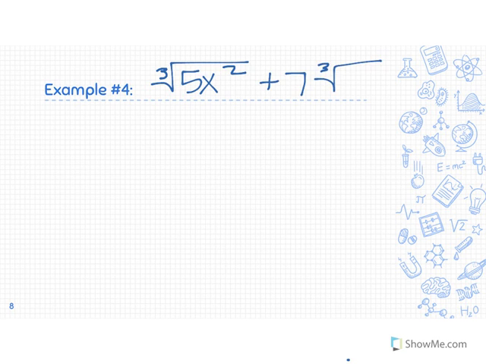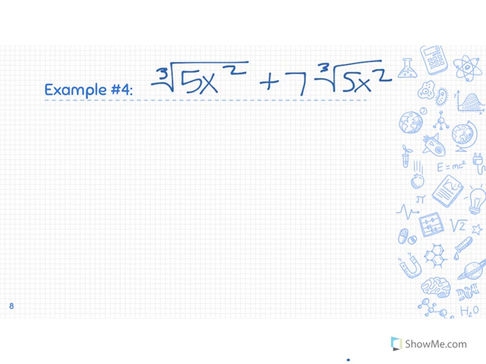Alright, for our next example, we have a cubed root now. The last two problems here, we're going to be working with our cubed roots. So I have cubed root of 5x squared plus 7 times the cubed root of 5x squared.